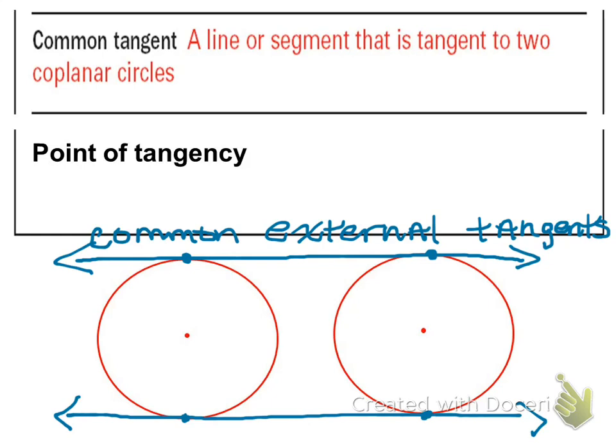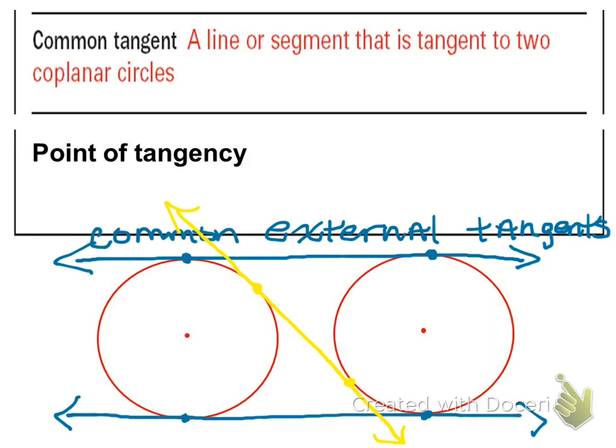Change the color of my pen here so we can see the difference a little better. If I were to start here at the top and come down tangent to this circle and then go across and be tangent to that circle, so that I have a point of tangency here and a point of tangency here, this is also a common tangent.